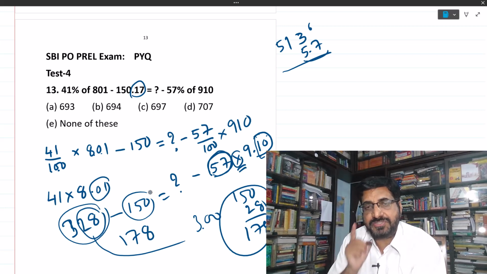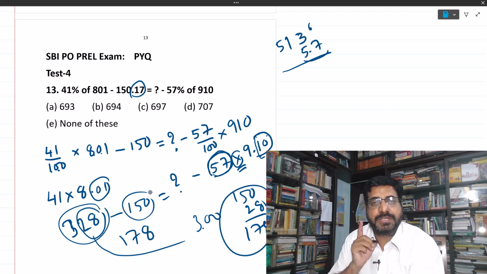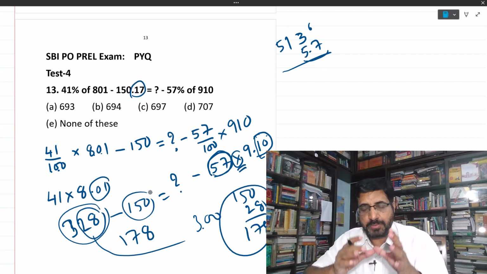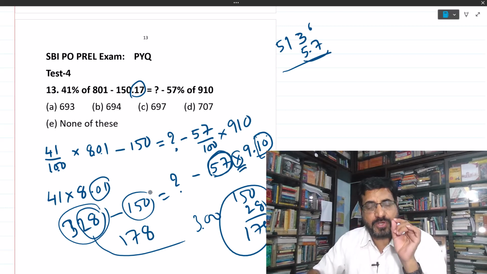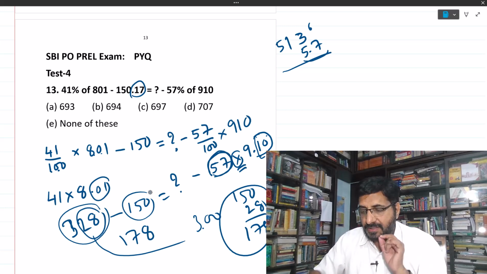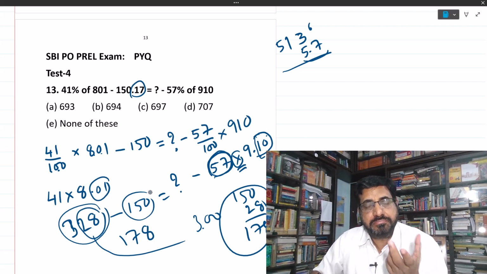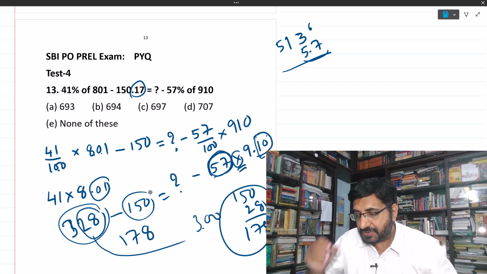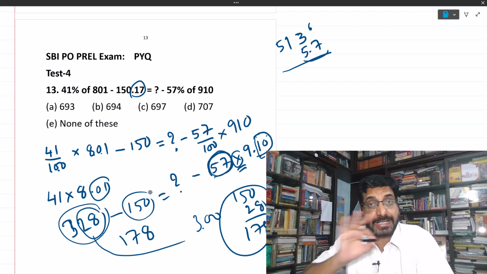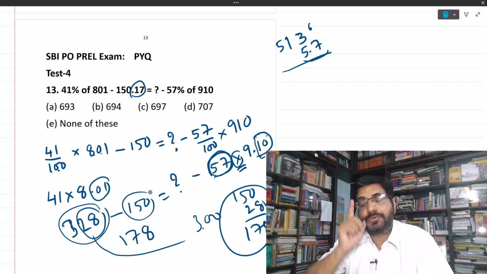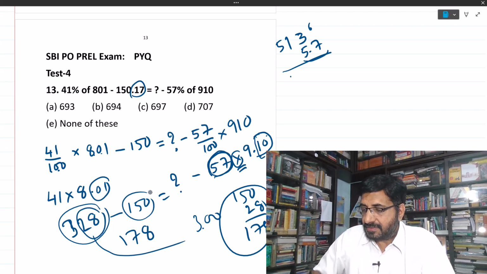Please bear this in your mind. Be careful whenever you come across multiplication with such small decimal numbers. You see this number 0.1. You are multiplying 0.1 with 57, so you are getting 5.7. 5 is a big number compared to 0.1, so you have to consider that. You are not supposed to neglect this. Be careful.